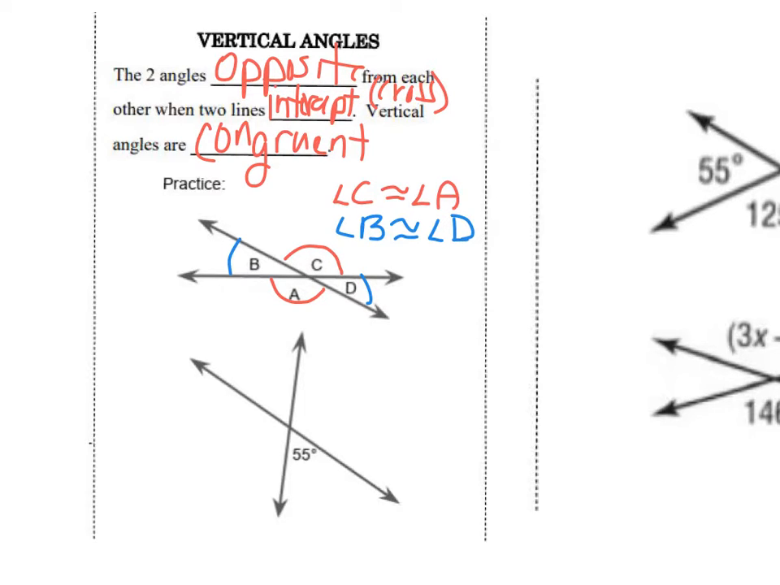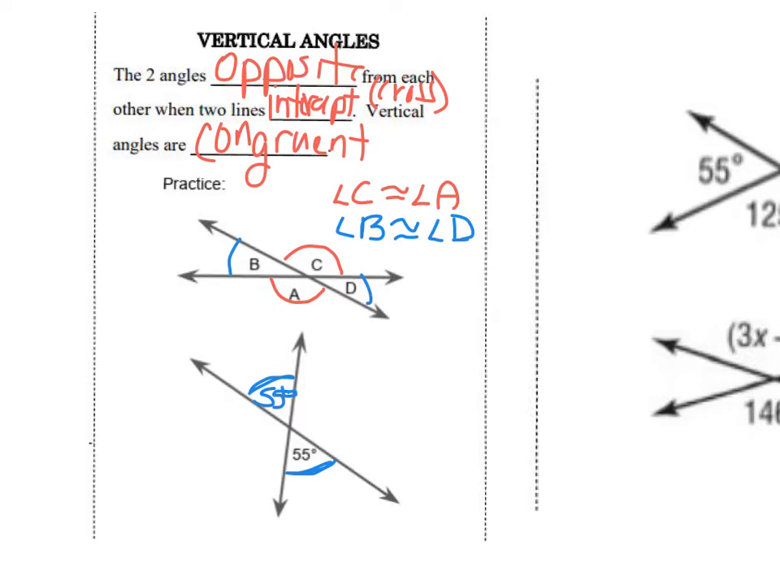Okay, so let's look at the example here. So here you have two lines that cross each other. Okay, they create four angles. They gave you the measurement of one angle. So if this is 55, which one will also be 55? So be this one, yes, the top. So that's going to be 55 degrees.